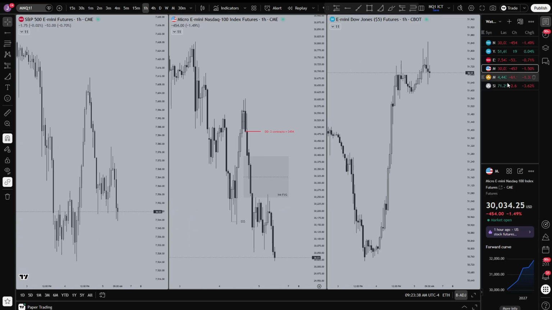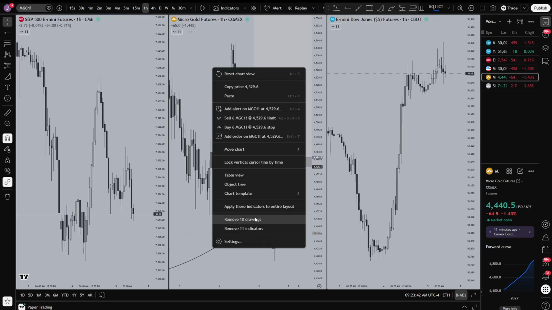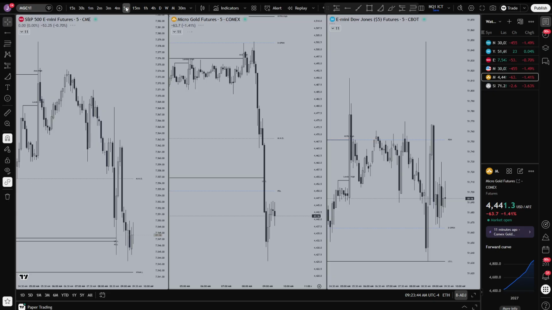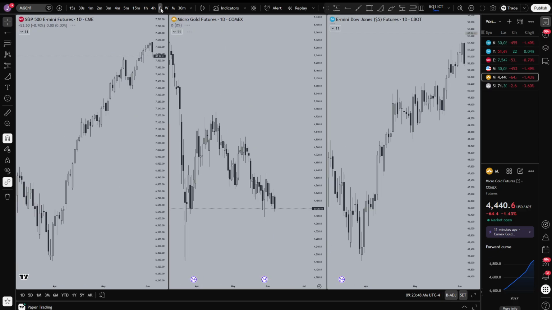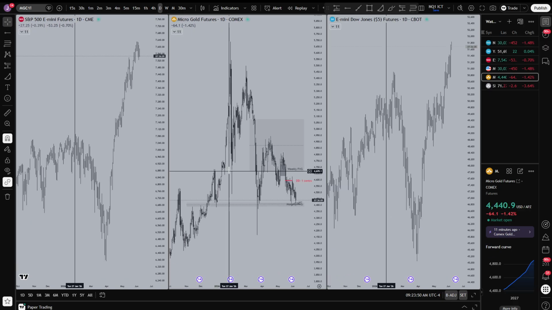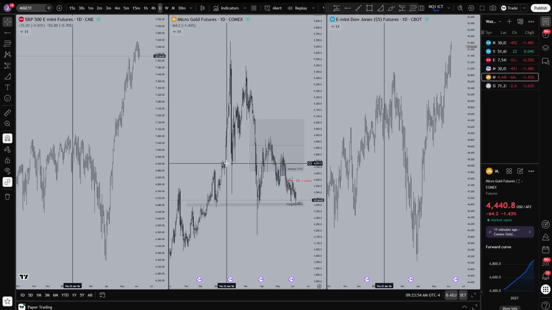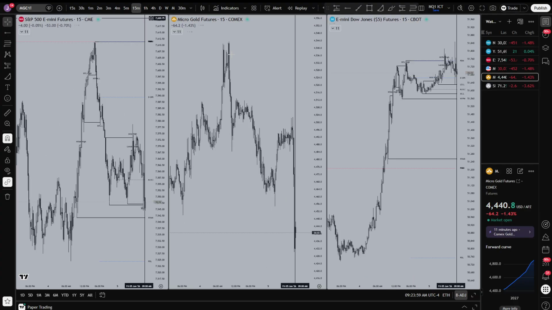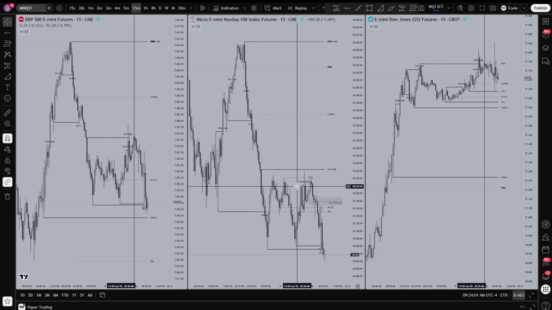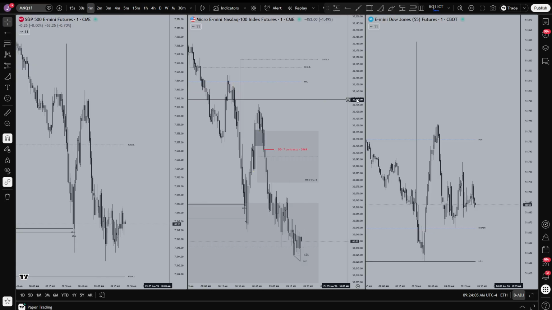Let's see what gold's doing. Jesus, what the fuck? That's kind of crazy. Wow. Damn. Silver's down almost 4% overnight. Good. Yeah, look at that.